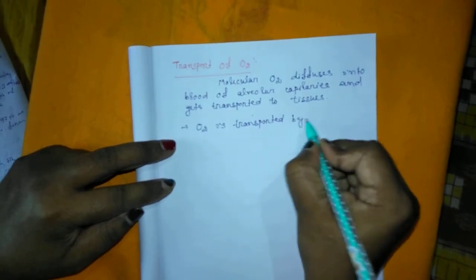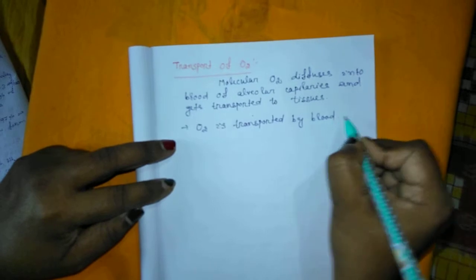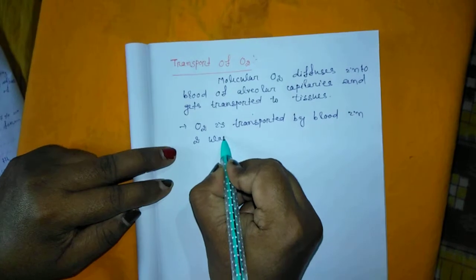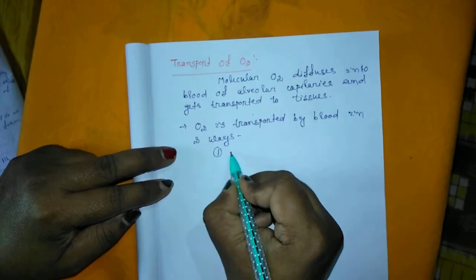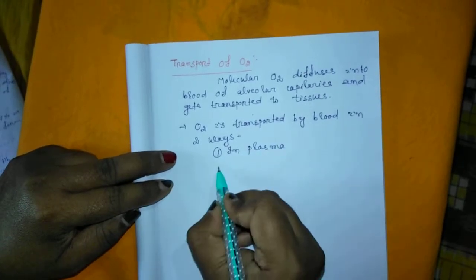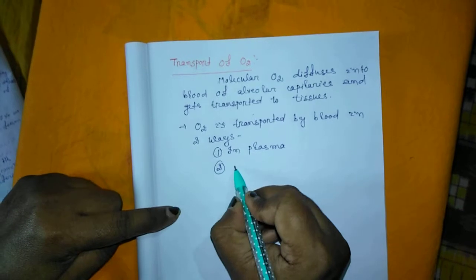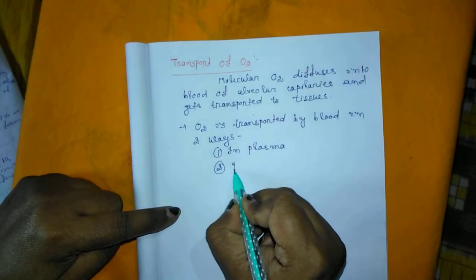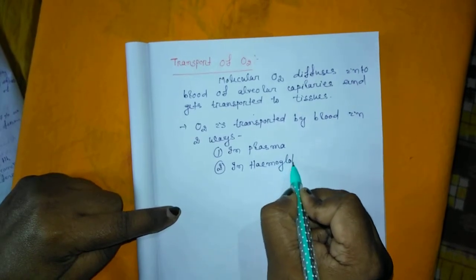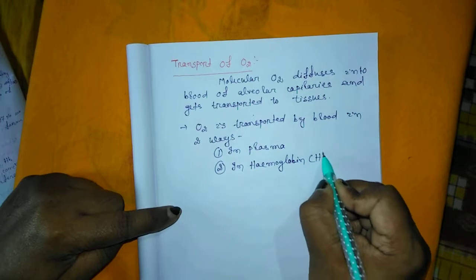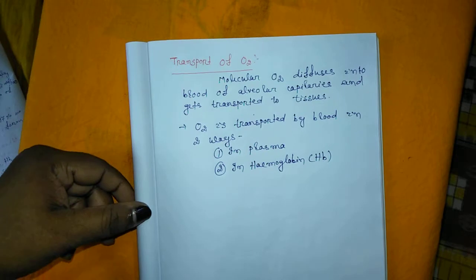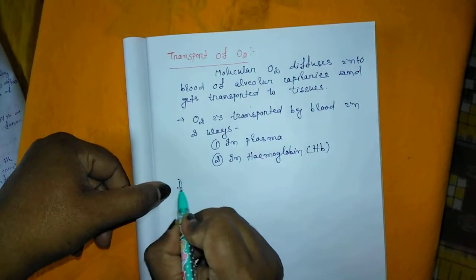So oxygen is transported by blood in two ways, that is one in plasma and the second one in hemoglobin. It is designated as Hb. So first, dissolved in plasma.